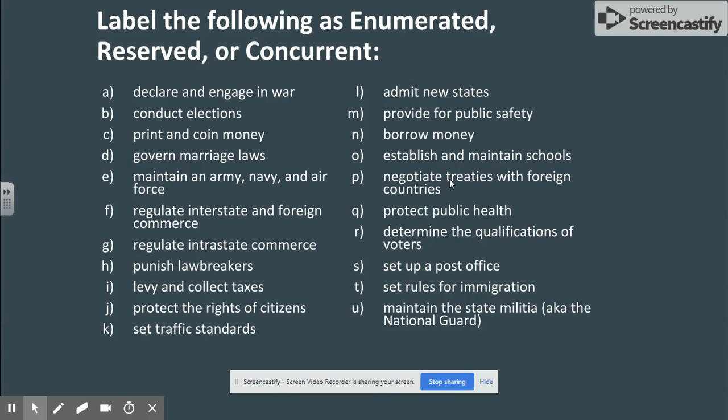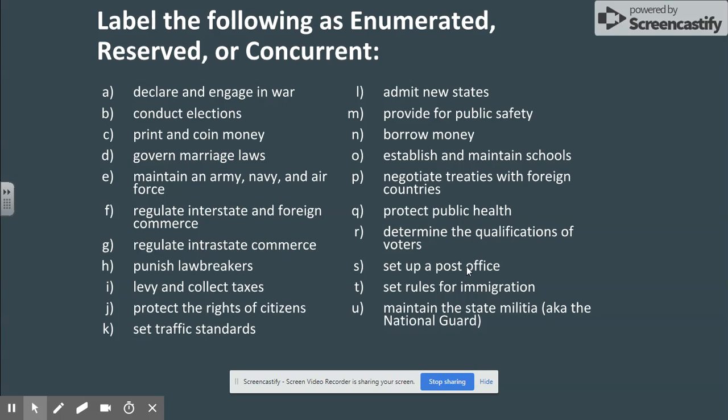National government negotiates treaties with foreign countries. Both of them protect public health, so public health is C. Determine the qualifications of voters. Okay, this is really going to be kind of reserved as well. Okay, who can vote and where are they going to do it? Again, there are some national laws, like the law that says you can't stop somebody from voting because of their gender, or you can't stop somebody from voting based on their race, but it's mostly run by the states.